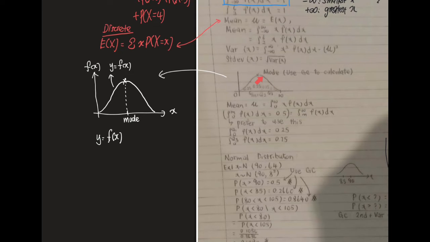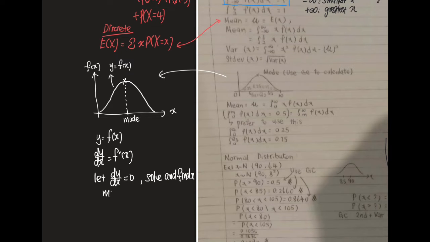But if I do it manually, then it will be like this. You do differentiation, dy/dx, differentiate it, then let dy/dx equal to 0. Then you solve and find x. Then the mode is the x.